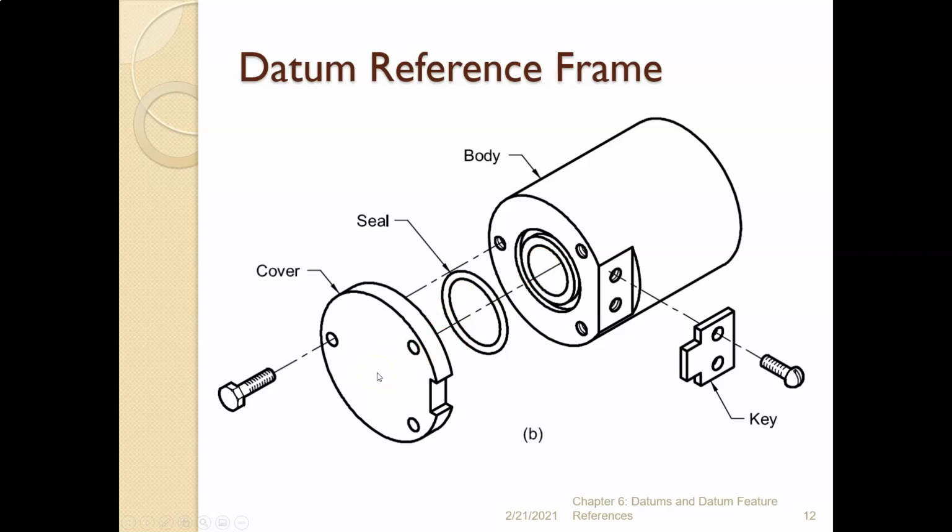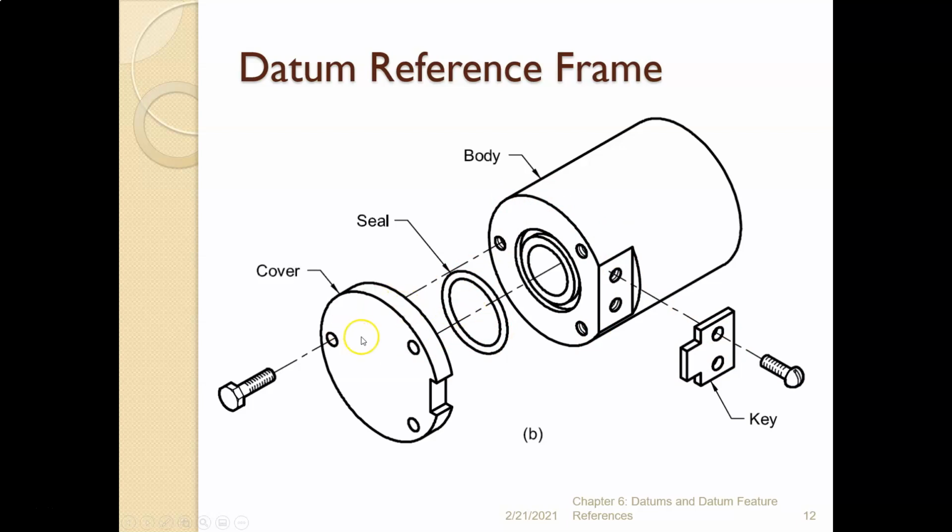The seal, the O-ring, goes into the groove, and the cover goes on top of the body and is screwed down. And then we have a key that is screwed onto the side. And notice this little notch, this little tab in the key is going to fit right in that notch on the cover, so that the cover only can go one way. The cover can only be assembled one way. All right? So very simple assembly, right? Cover, seal, body with a key.